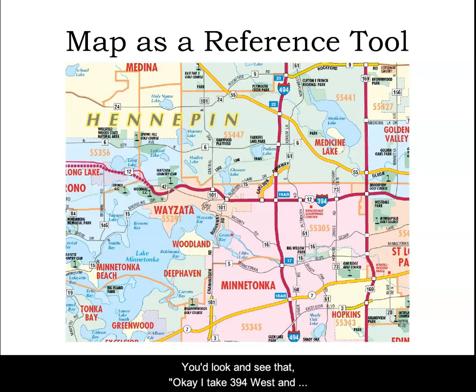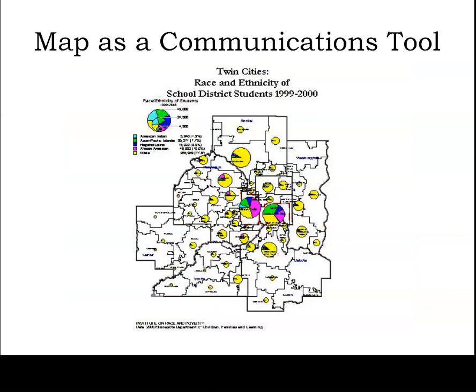You look and see that, okay, I'd take 394 west and then I'd get on to 494, go north on that, and then I'm going to need to exit on either 55 or 9. And looks like I'm going to need to take a back road, but Plymouth Creek is right up there, right up towards the top of that map. And you're using it as a reference tool.